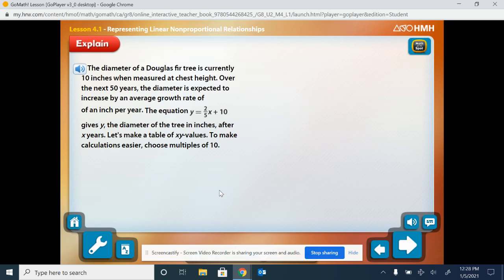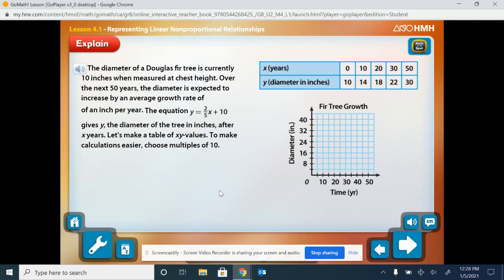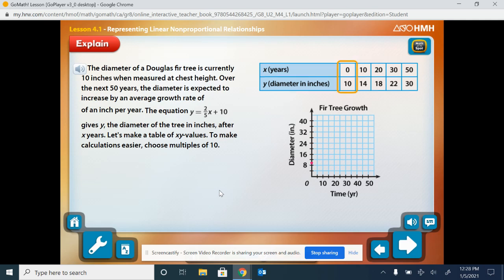To make calculations easier, choose multiples of 10. Notice the ordered pairs in the table. Now, let's see what the graph of the ordered pairs would look like. Two points, (0, 10) and (10, 14), have been plotted already. Now, plot the rest of the points.